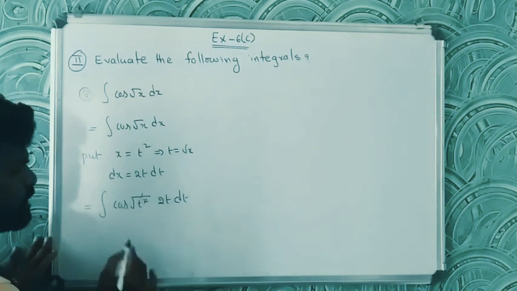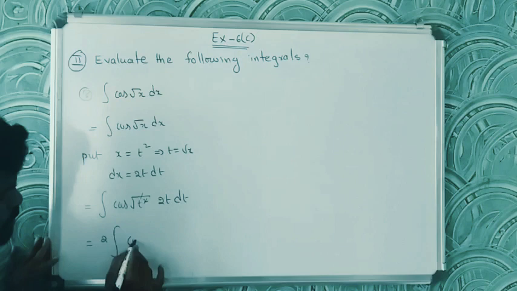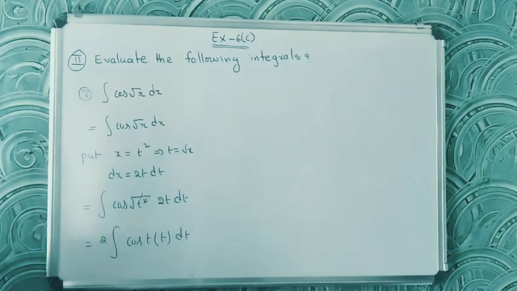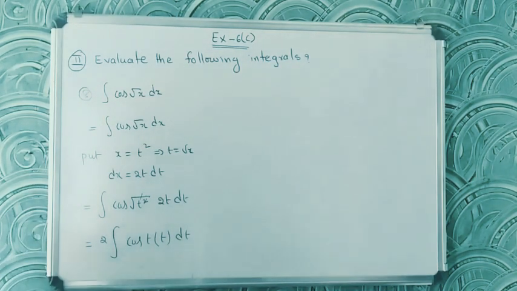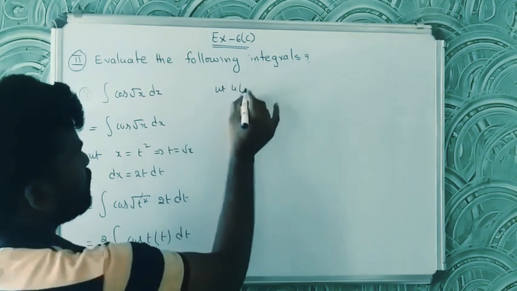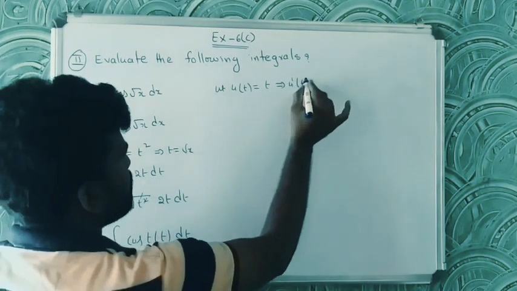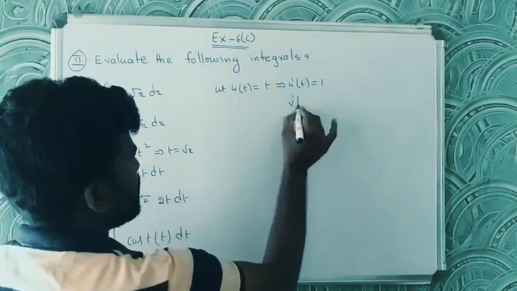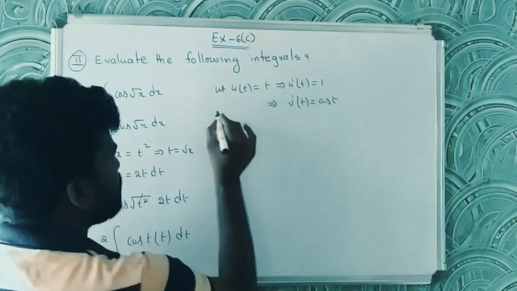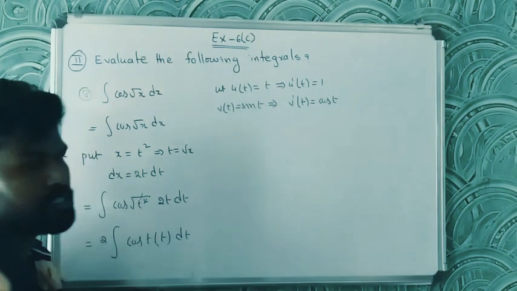Here the square and root cancel. 2 is the constant. So 2 into integration of t cos t into dt. Here t is the algebraical function and cos t is the trigonometric function. So let u of t is equal to t. This implies u dash of t is equal to 1. v dash of t is equal to cos t. Integration of cos t is sin t.